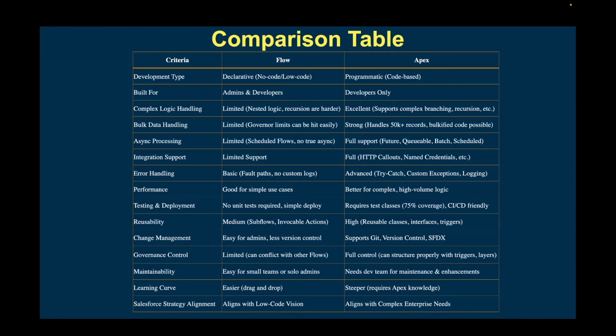And in Apex, we have Git support, version control, and SFDX, all those things we can implement for Apex. Governance control is very limited in Flow, but in Apex there is full control. We can create a structure for each kind of code logic. For maintainability, of course, Flow is very easy to maintain, and Apex needs dev time for maintenance and enhancement. Sometimes an extra team is required for maintaining the code.